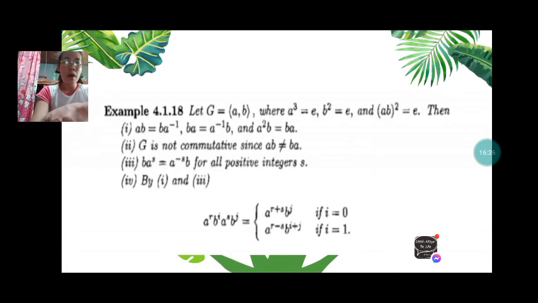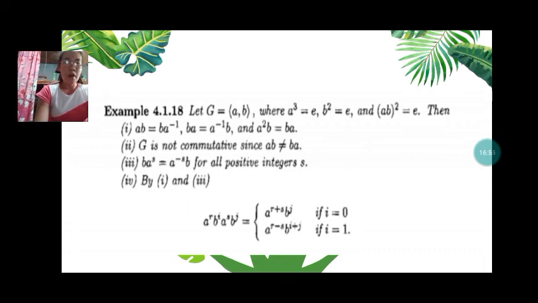So, there is a number 1, right? The AB and BA are not equal. So, G is not commutative since AB is not equal to BA. So, number 3, BA raised to the power of S is equal to A inverse B raised to the power of S for all positive integers S.